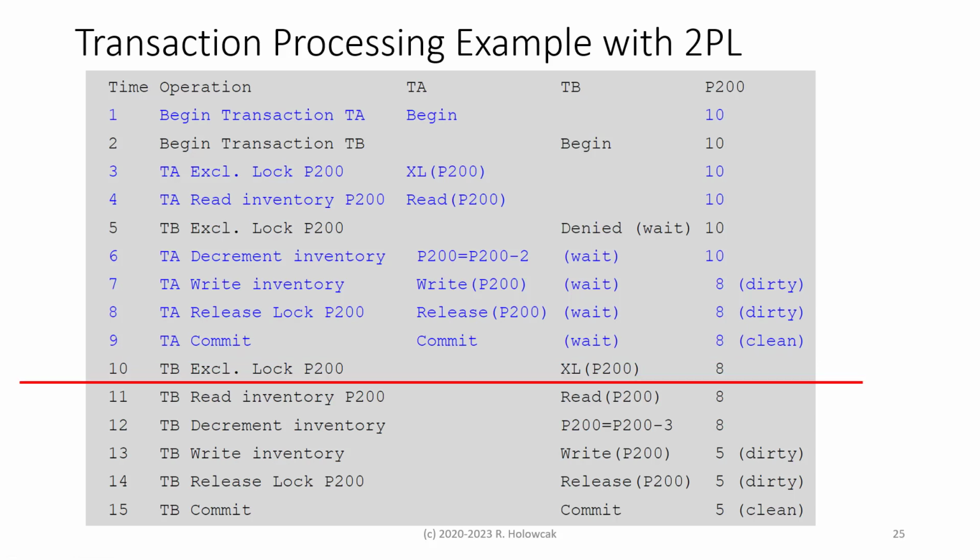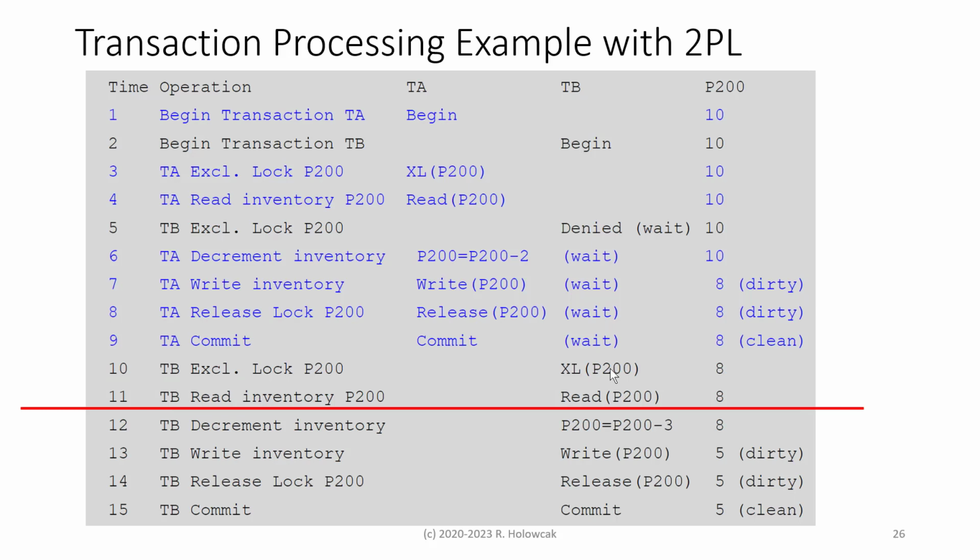The other thing that happens, now that transaction A has released the lock on P200, is that transaction B, which has been waiting, is allowed to proceed to get an exclusive lock on P200. So B has been waiting all of this time, and now it's allowed to go forward.